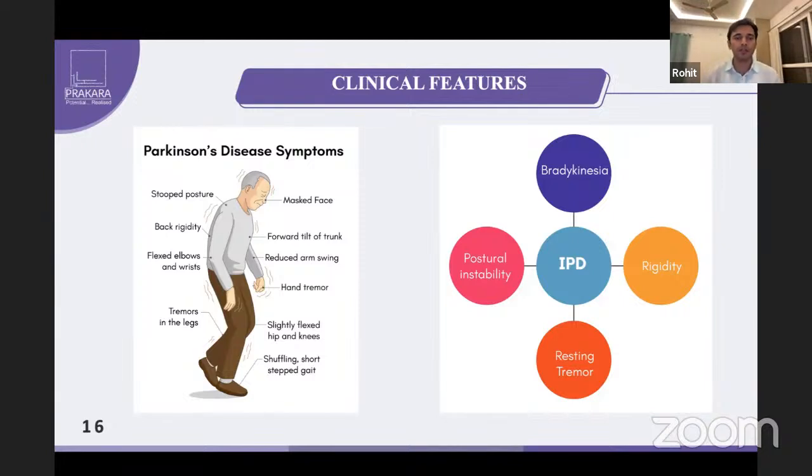So the cardinal features of idiopathic Parkinson disease are bradykinesia, rigidity, resting tremor, and postural instability. In addition to that, they can have certain other manifestations like stoop posture, masked faces, or reduced arm swing, slightly flexed hip and knees, and they can have a short step shuffling gait, and tremors in the hands or legs.